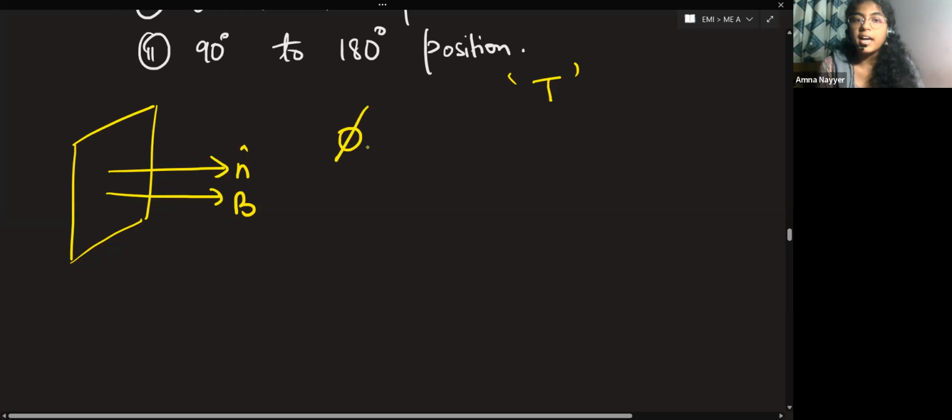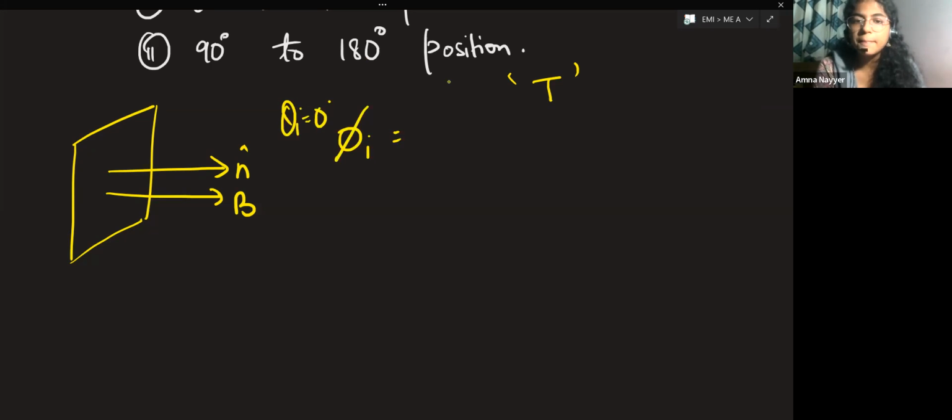See, phi 1, the initial phi, will be what? Theta initial is 0 degree. So what's the general formula of magnetic flux? Hamza? We did it in the last class. BA cos theta. Yes, BA cos theta. B dot A also you can say.